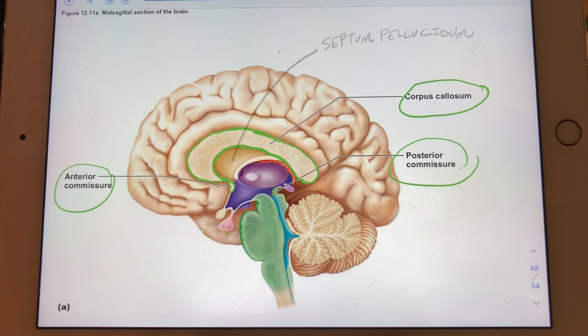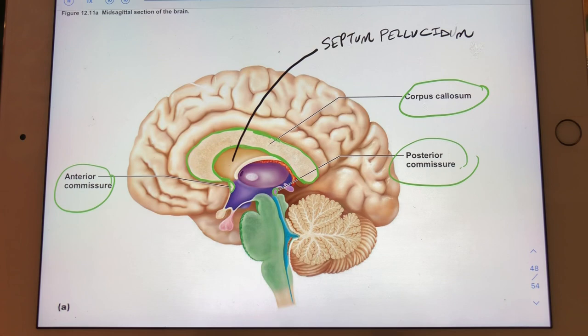See this right here? That is septum pellucidum. And again, the walkthrough will probably help with these. At least that's my intention. All right. Okay. Next slide, please.